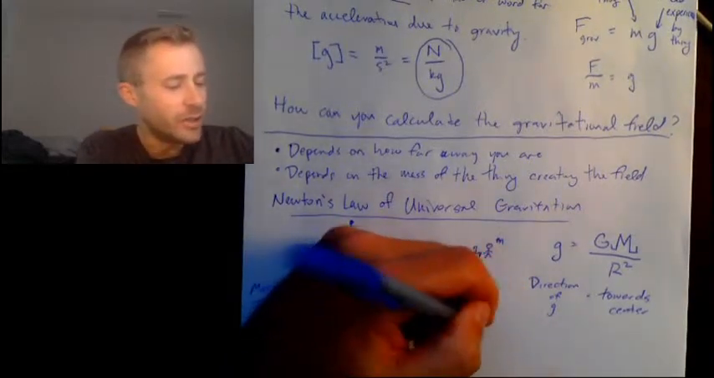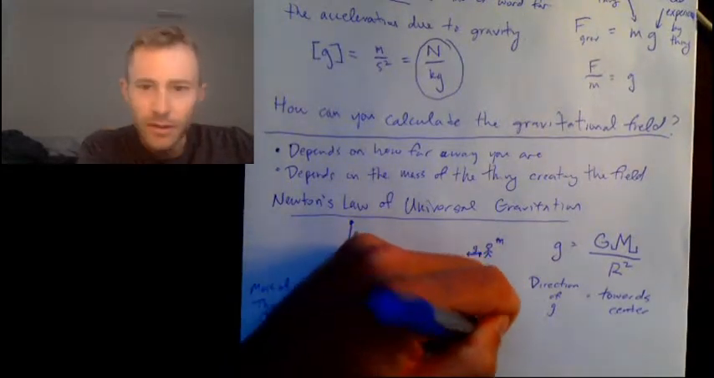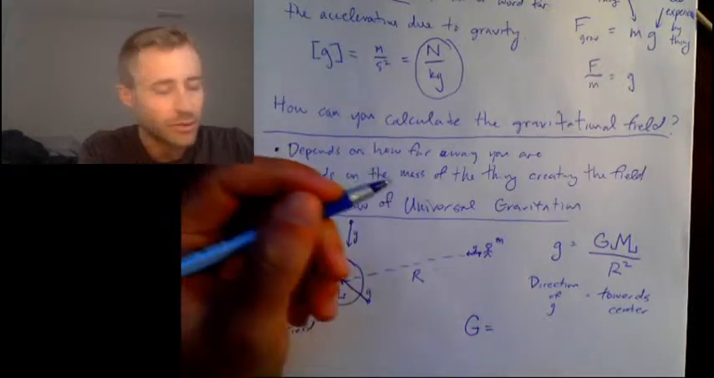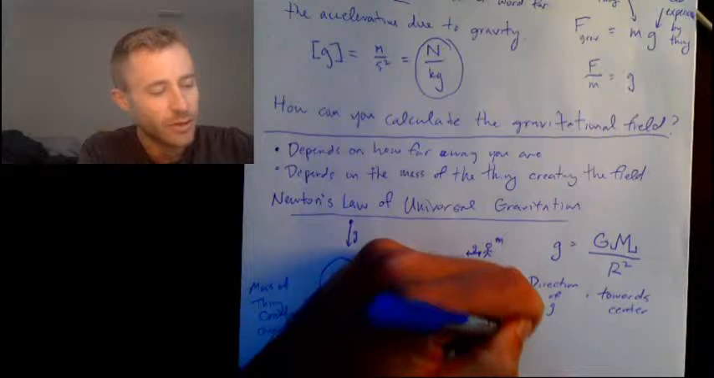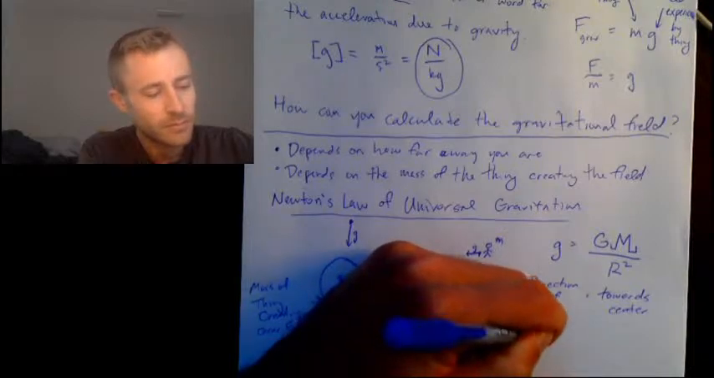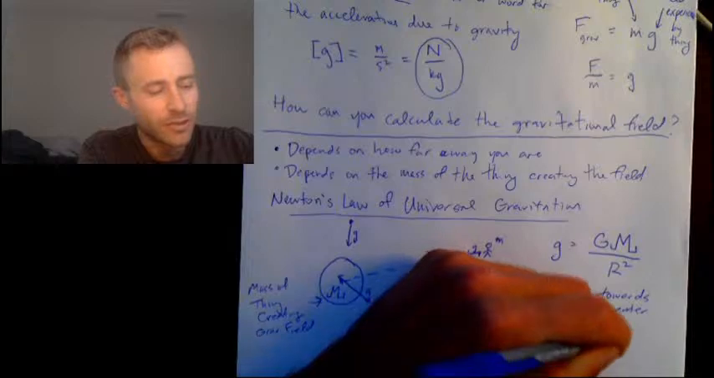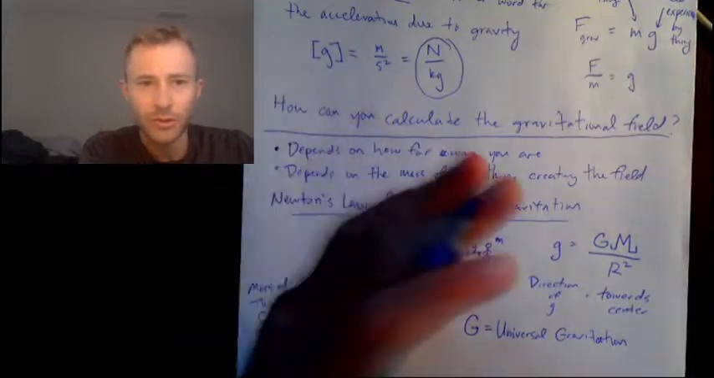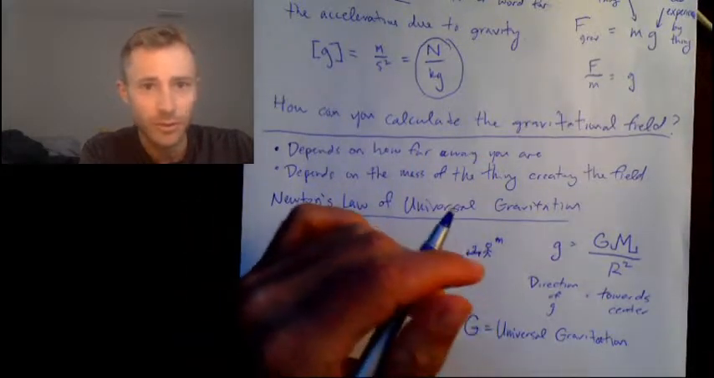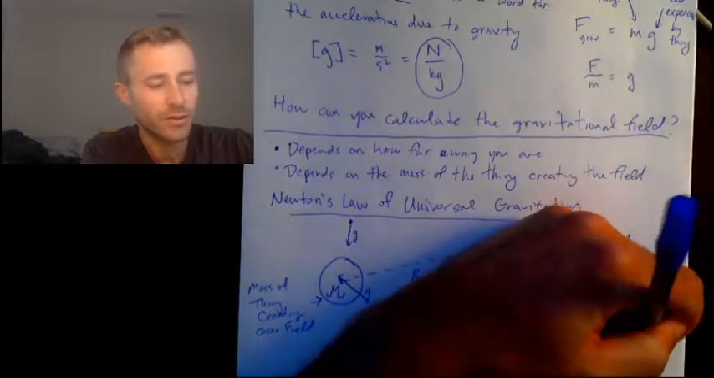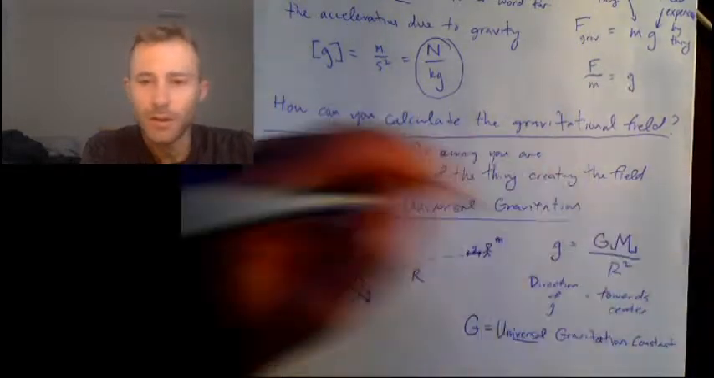Now, big G is a constant of nature. It's called the Universal Gravitation constant. And it's the same no matter which problem we're solving. It's always going to be the same number because it's a universal gravitation constant. Okay?